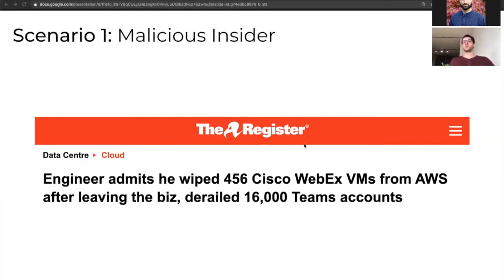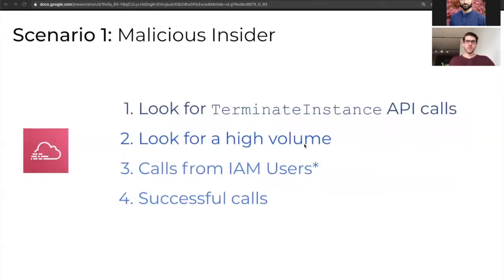Sometimes an attacker will do this in a very slow, gradual mechanism, or they'll just do it all at once. So we'll look at a couple of different techniques that we can use to find both of those scenarios. For this, we'll use CloudTrail data, which looks at all the API calls into an AWS account. The patterns that we'll really look for are the terminate instance API calls. We'll look at a high volume of those. We saw that the attacker had wiped out 456 VMs.